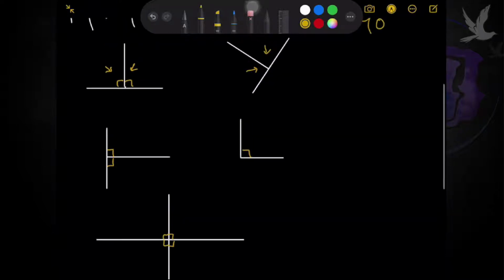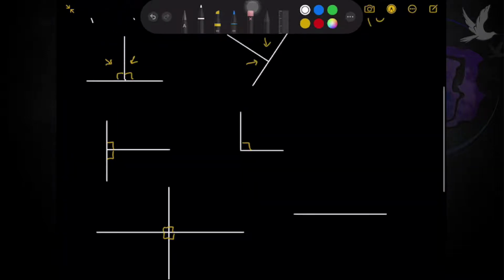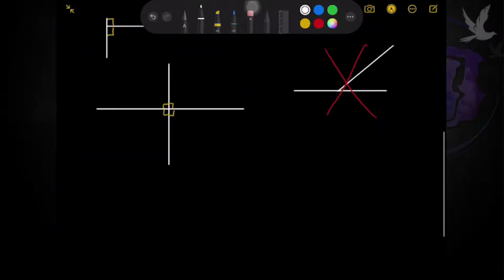Now, how will you know if the lines are not perpendicular? So obviously, as long as they will not form this type of angle, yung right angle nga. So ibig sabihin, if it's slanted, this is not considered as perpendicular. If there is a line that looks like this, obviously, hindi iyan perpendicular.